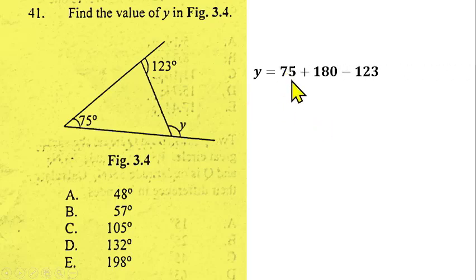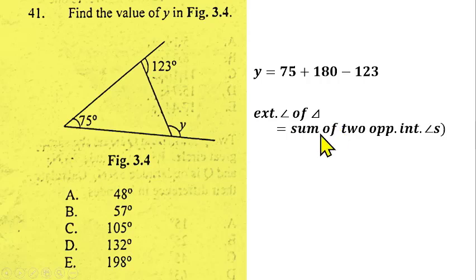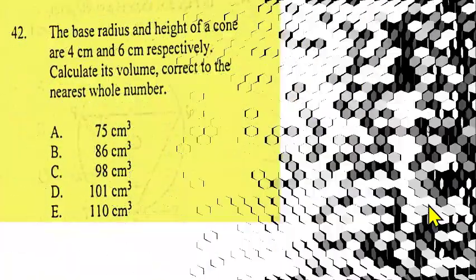Y is equal to 75, which is this angle here, plus 180 minus 123, which is the angle here. Well, the 180 minus 123 is talking about the angle here. Do you understand that? The angle here we are going to get is 180 minus 123. The reason being that the exterior angle of a triangle is equal to the sum of the two opposite interior angles of that triangle. So from there, if you simplify, that gives us 75 plus 57. That gives us 132. Option D is the right answer for question number 41.